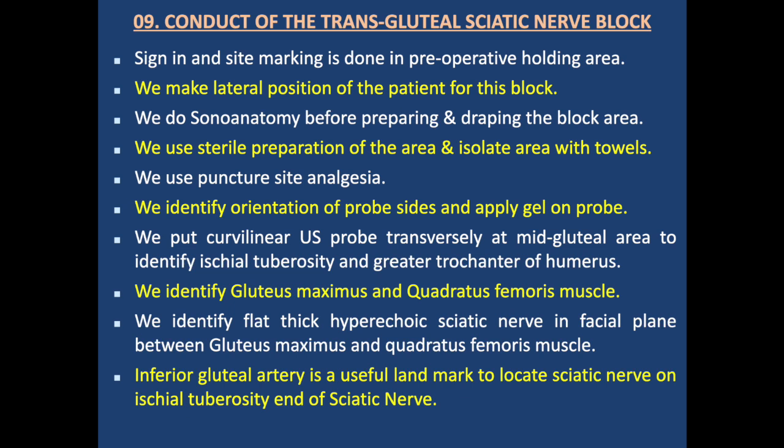We identify the gluteus maximus muscle and quadratus femoris muscle. We identify the flat, thick, hyperechoic sciatic nerve and the fascial plane between the gluteus maximus and quadratus femoris muscle. The inferior gluteal artery is a useful landmark to locate the sciatic nerve on the ischial tuberosity end of the sciatic nerve, which means on the medial side of the nerve.